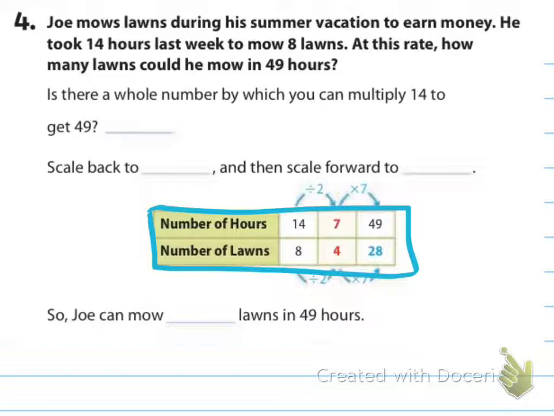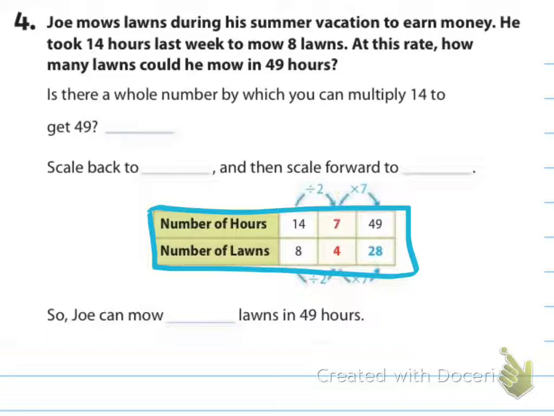I don't care which one you have on top or bottom, as long as you're consistent. If the hours are on top, then it's going to be 14, and the lawns are on the bottom, which is 8. We're trying to figure out how many lawns he could do in 49 hours. So we need to find a number between 14 and 49 that will work for them.